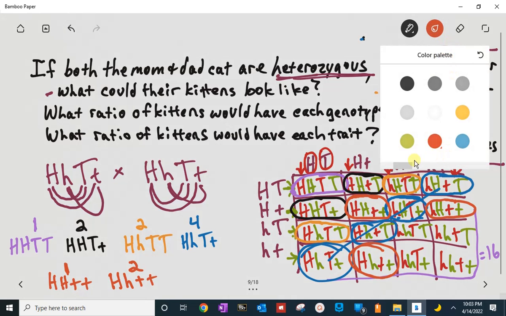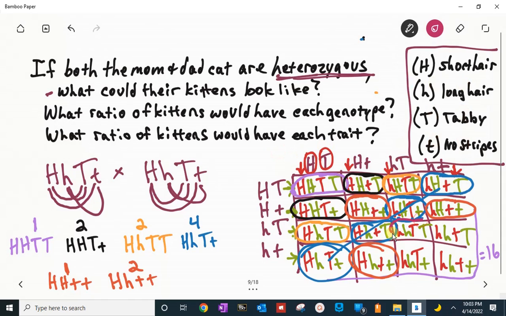Now let's move on to our next square. We have two lowercase h's and two capital T's. That is the only square that has that specific combination in it, so we're going to write 1.